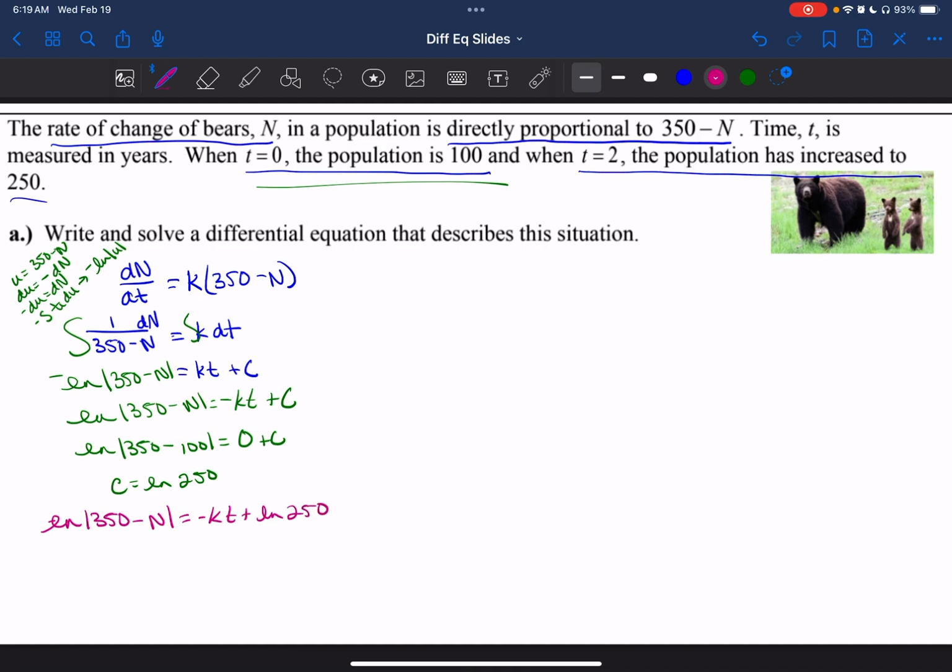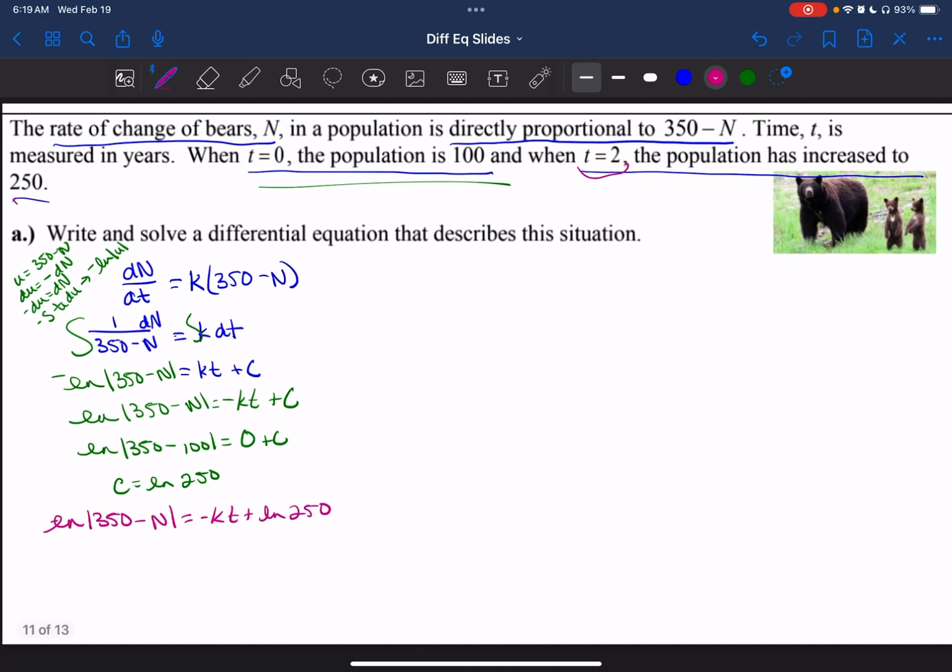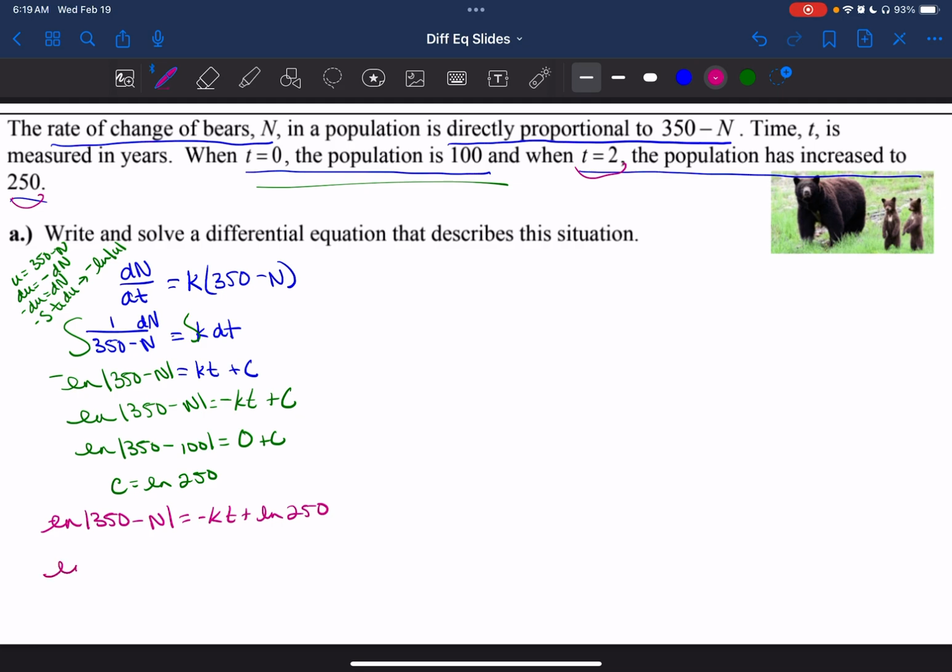Still need to find k, so let's use our second condition that when t is 2, n is 250. So that's the natural log of 350 minus 250 equals negative 2k plus the natural log of 250. All right, so that's the natural log of 100 on the right. Let's subtract the natural log of 250, and let's divide the whole thing by negative 2. And that's our k.